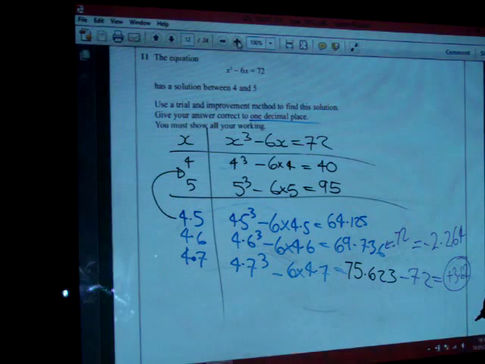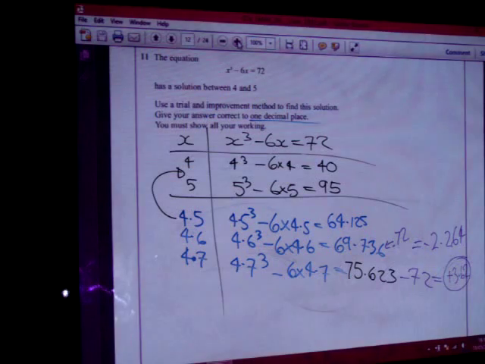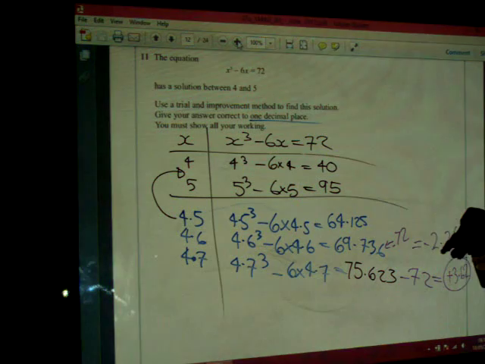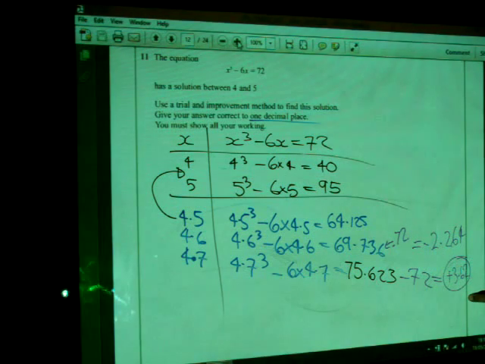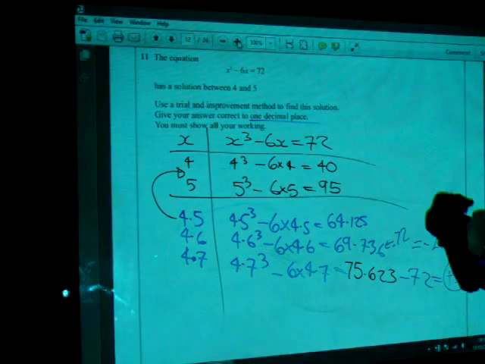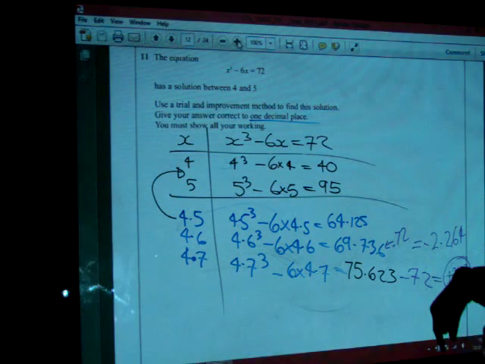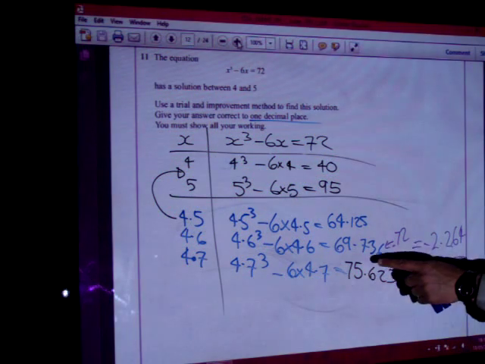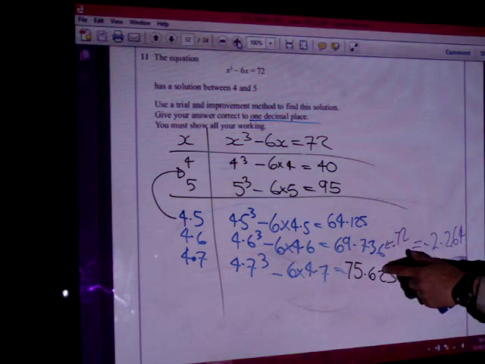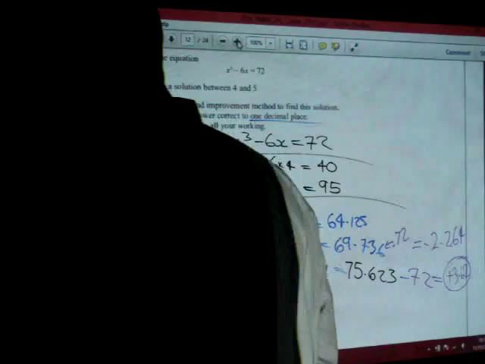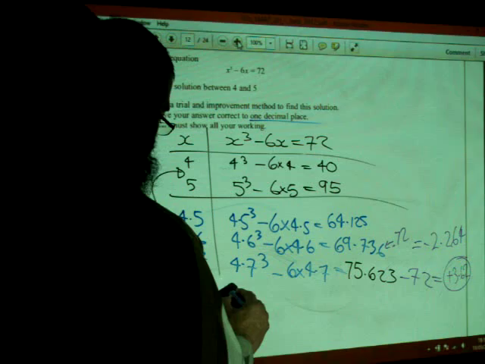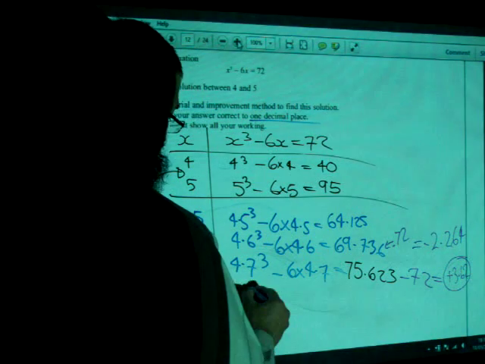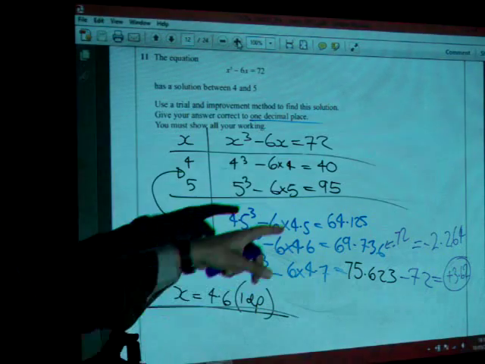That's below it. Or you can just type in this number, and it'll give you a negative number anyway. That's just telling you that it's the number below. So out of these two numbers, which one's closer? This one's 3.62 above, that one's 2.264 below. So this number, 4.6, gives you the closest number to our answer. For that reason, we have to say that x is equal to 4.6 to 1 decimal place. That is the closest we're going to get to our answer of 72.